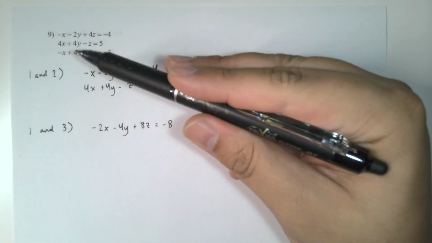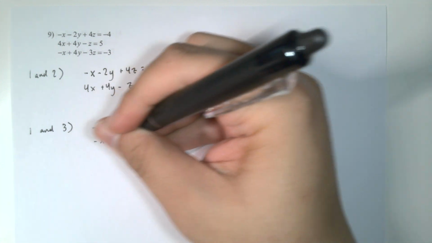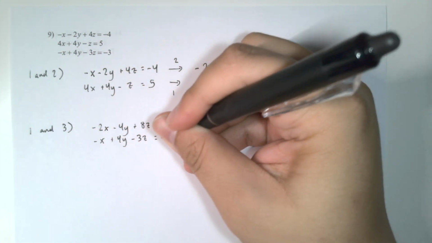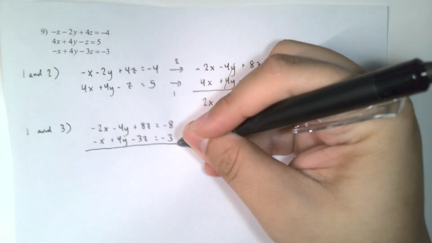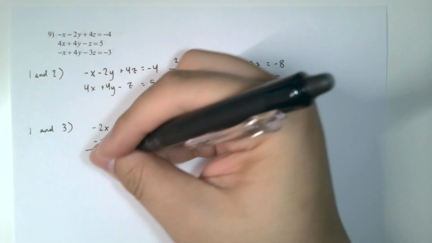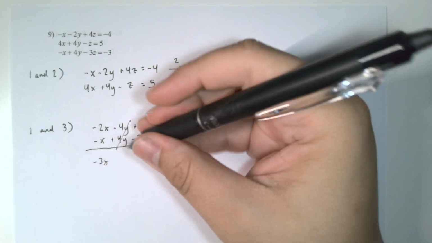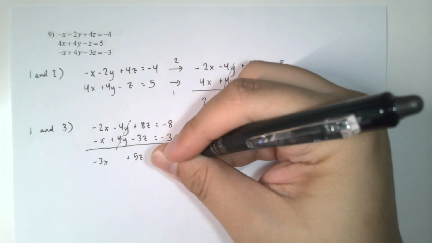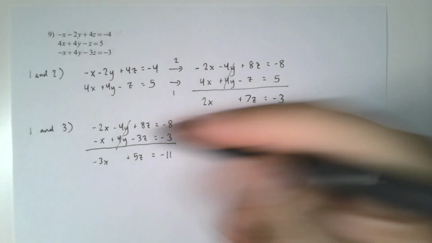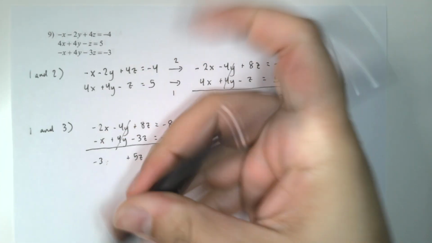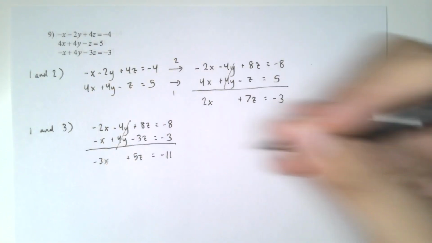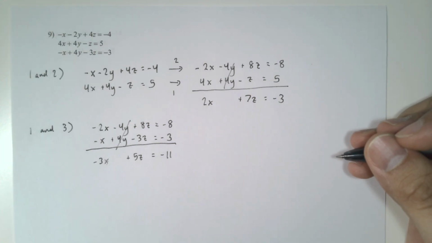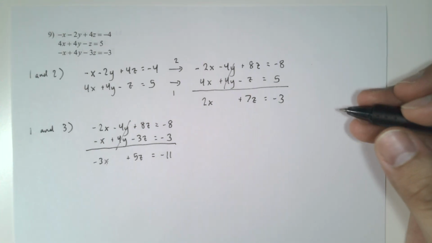And now if I take equation 3, negative x plus 4y minus 3z is equal to negative 3, and I add these together, our y's are going to cancel. We have negative 3x plus 5z is equal to negative 11. Okay, let's see, that x was a little bit sloppy, so I'm going to fix that real quick. Okay, so we have this. All right, let's see what we get.